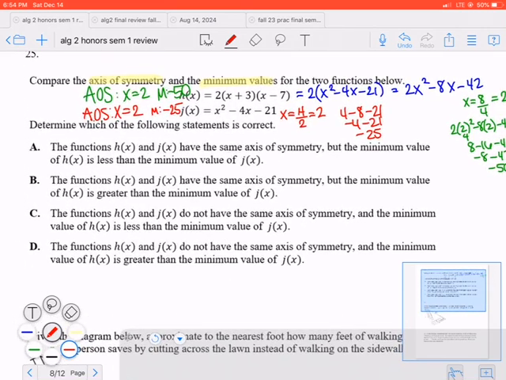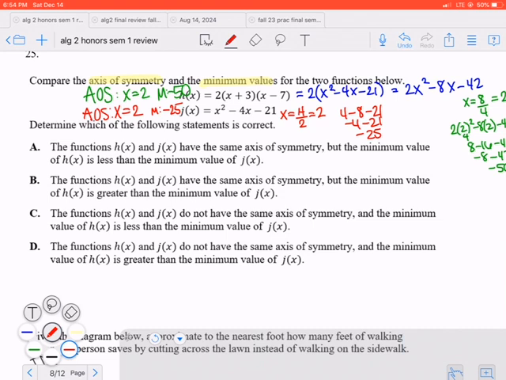The functions have the same axis of symmetry, yes, but the minimum value of h is less than j. Negative 50 is less than negative 25. That one's correct. Same axis of symmetry, but the minimum is greater, so no. Do not have the same axis of symmetry, so just A.